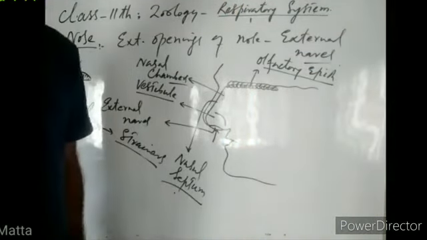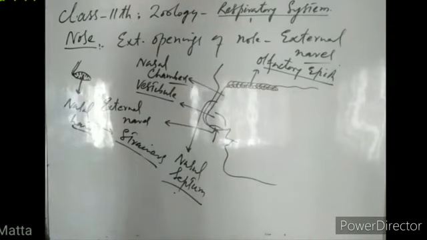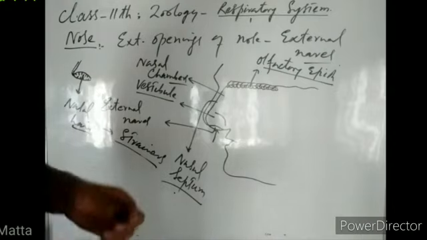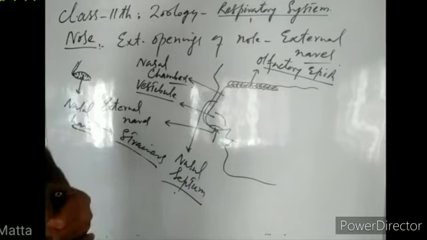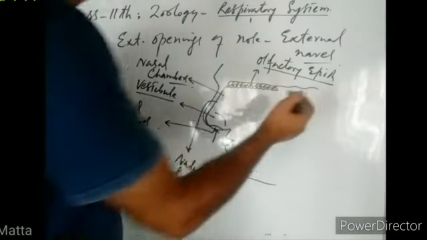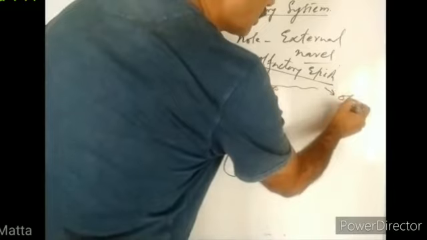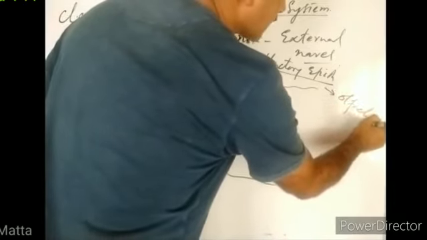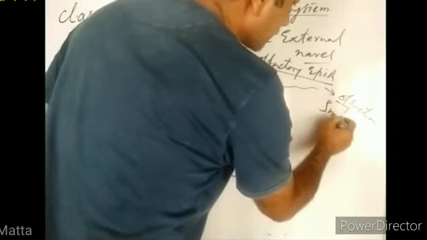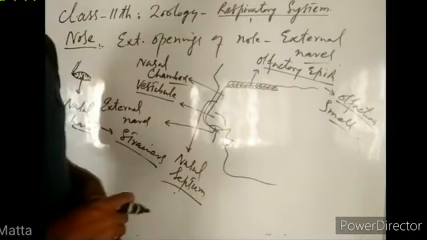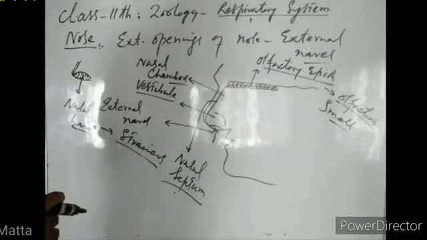The roof of the nasal chambers is lined by a special epithelium known as olfactory epithelium. In this olfactory epithelium, there are neurosensory cells and also supporting cells. This olfactory epithelium is concerned with olfaction. Olfaction means detection of smell. It is present on the roof of the nasal chambers.